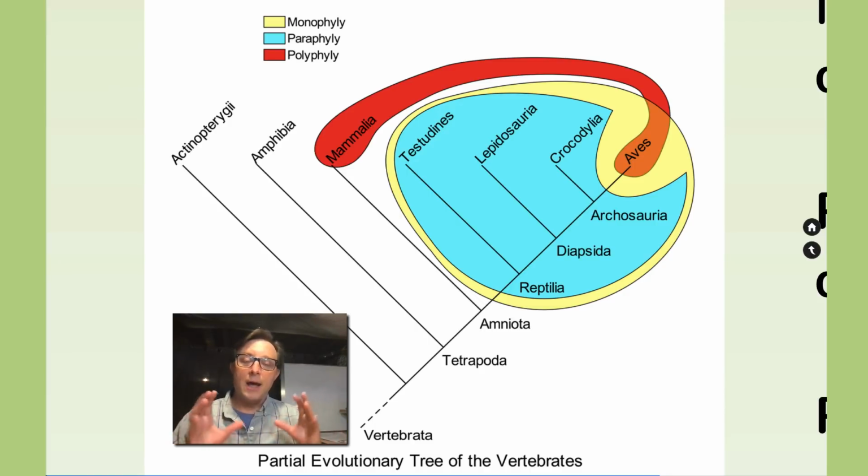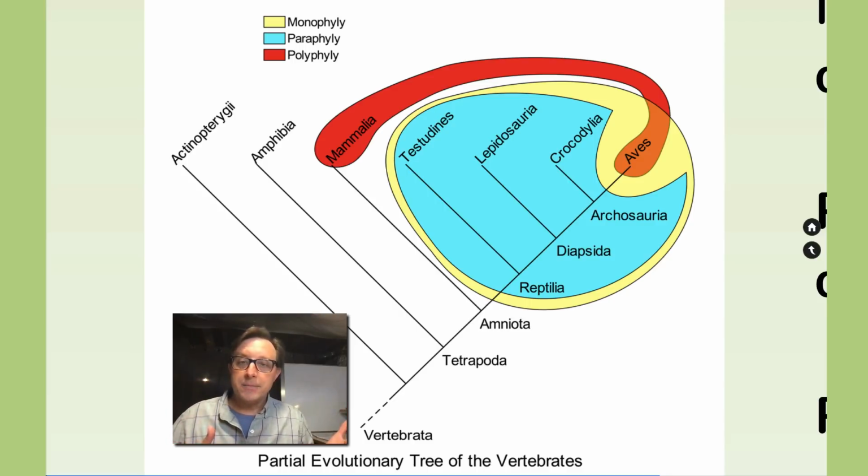Our yellow grouping here is our monophyletic group. This is an evolutionarily valid clade, the reptile clade. You see it includes the turtles and tortoises, the lizards, crocodiles, and birds. The blue shaded clade would include all those reptiles except for birds, leaving birds out.